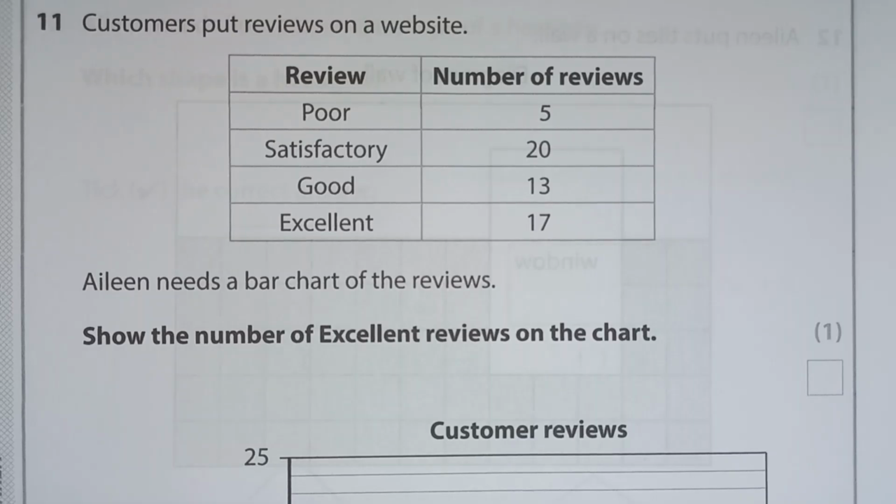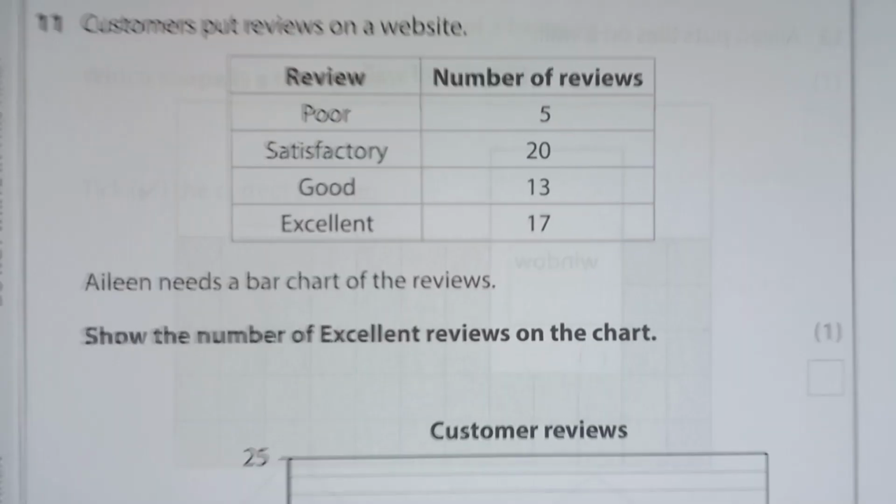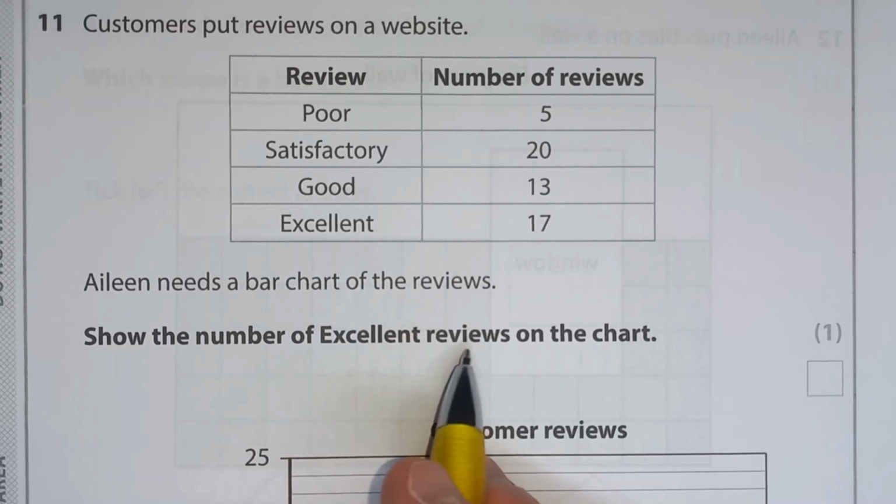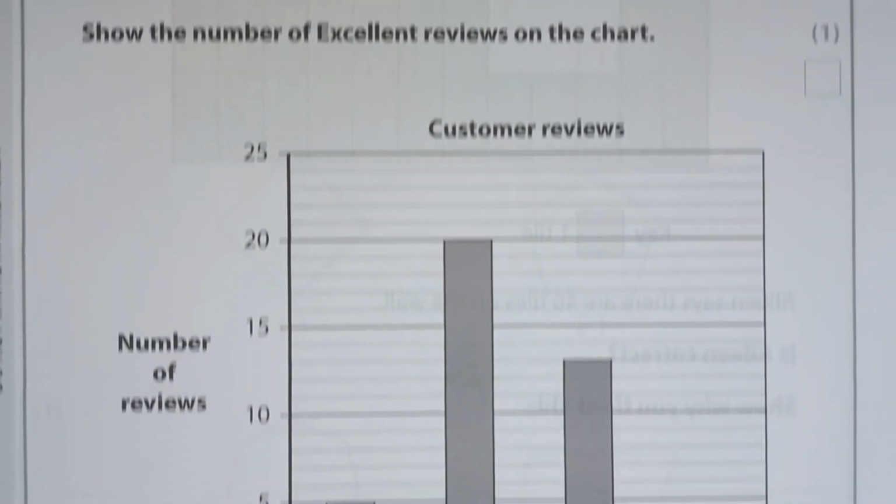Question 11. Customers put reviews on a website. So we have 5 poor reviews, 20 satisfactory reviews, 13 good reviews, and 17 excellent reviews. Aileen needs a bar chart of the reviews. Show the number of excellent reviews on the chart.